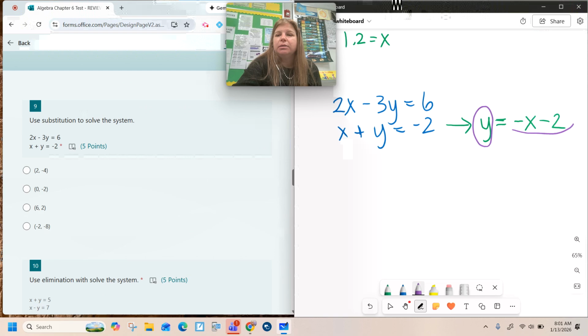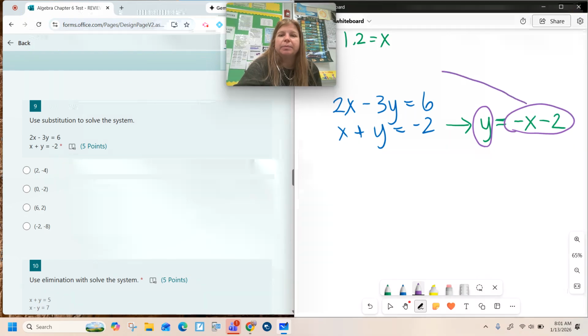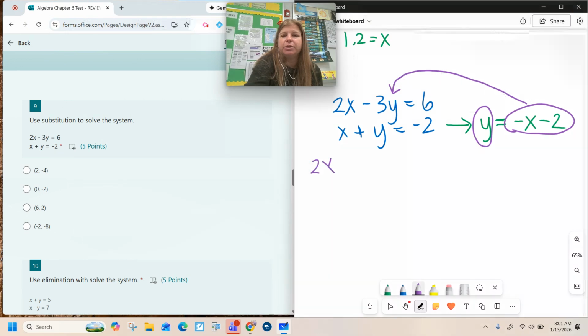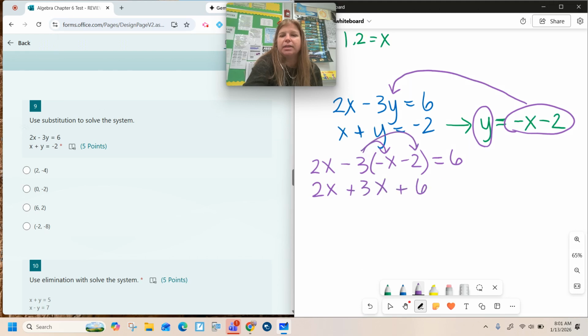Since y is equal to negative x minus 2, I'm going to plug that in carefully where y is in my other equation. So now that becomes 2x minus 3, not times y, but times everything that y is equal to. And I'm then just going to go ahead and solve. Negative 3 times negative x is positive 3x. Negative 3 times negative 2 is positive 6, equals 6. I end up getting 5x plus 6 equals 6.